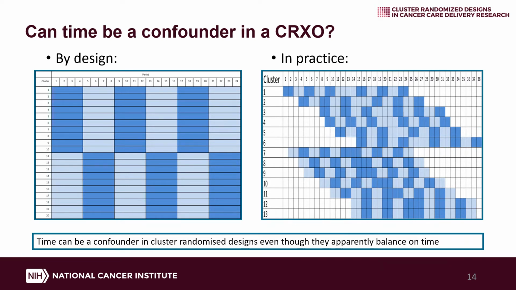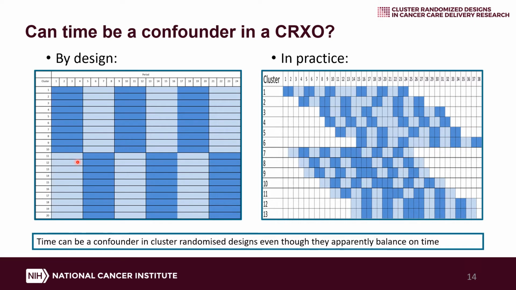In the second sequence, the reverse happens. So in the first 4 time periods, the clusters in the second sequence are under the control condition, and then they switch over to the intervention condition. If we look down our design at any particular point in time, for example in these first 4 periods, we see that there's a balance of intervention and control conditions. So we have 10 clusters in the intervention, 10 in the control. In the second 4 periods, we've got 10 clusters in control, 10 in the intervention. So this design on the left-hand side represents a design that's balanced on time. So time wouldn't be a confounder in this type of design.